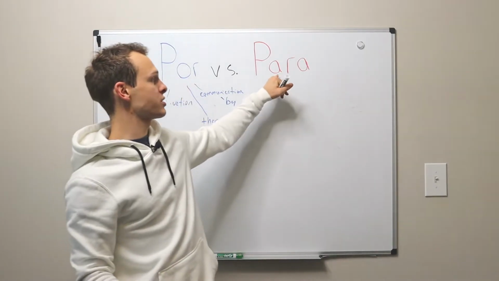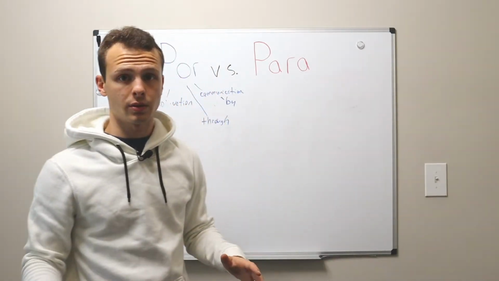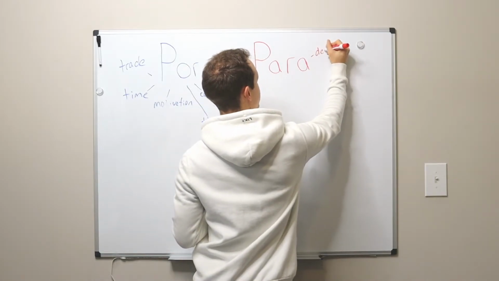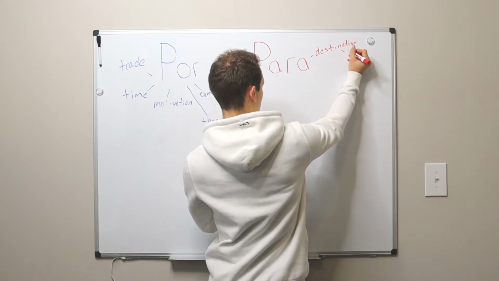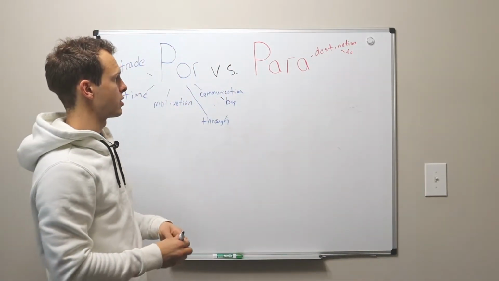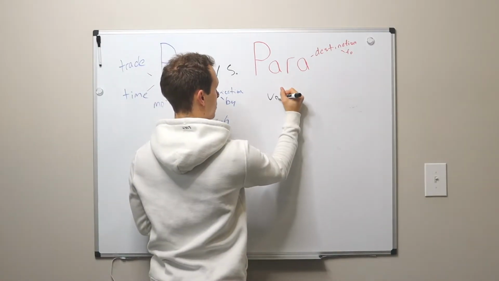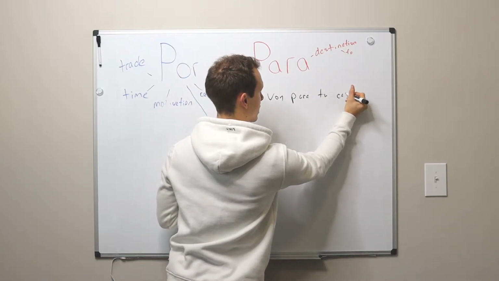Now let's move on to this word. Para is one of the most useful words that you're ever going to use in the Spanish language. And one of the first uses you'll have is a destination. And when you're talking about a destination and you're using the word to is specifically what we're referring to. So like if I wanted to say, I'm going to your house, we would say, voy para tu casa.